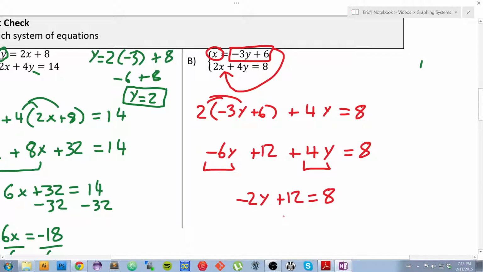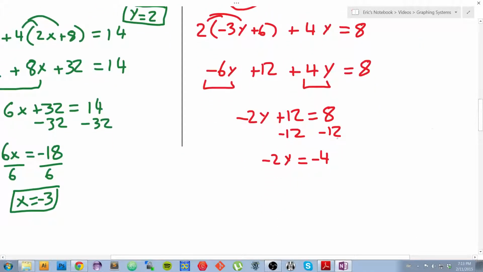Time to simplify. Minus 12 minus 12 gives me a minus 4. And I need to make sure to divide by negative 2, not just regular 2. I need to also grab that negative, giving me a result of y equals 2.